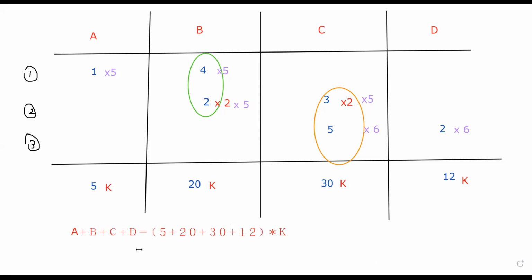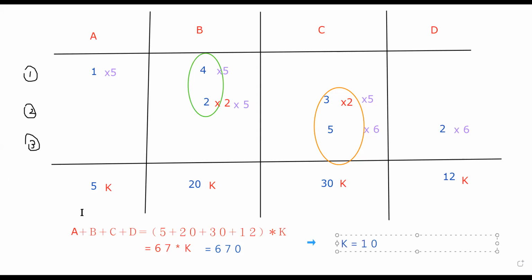But this is equal to 5 plus 20 plus 30 plus 22, which is equal to 67 times K. But our equation gave us that this is equal to 670, right? So now what is K? So now we know that K must be equal to 10.